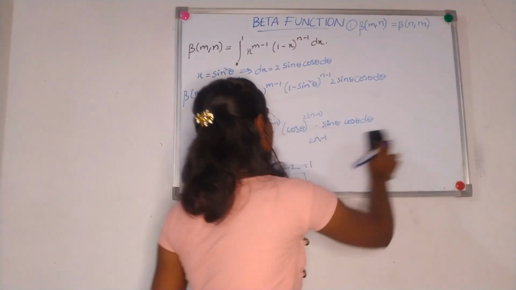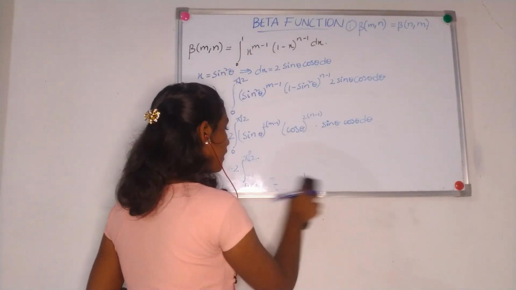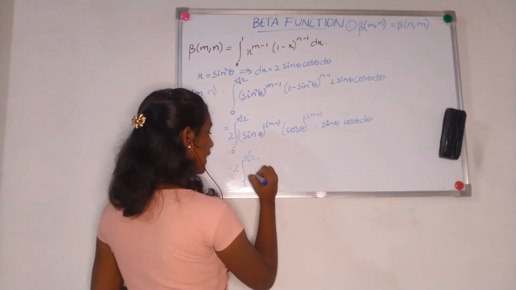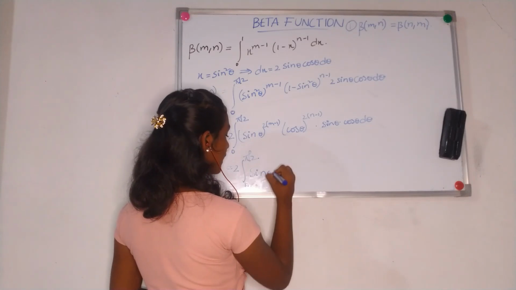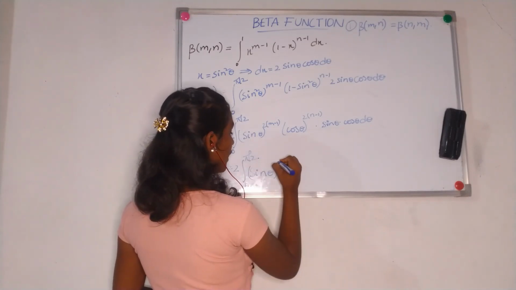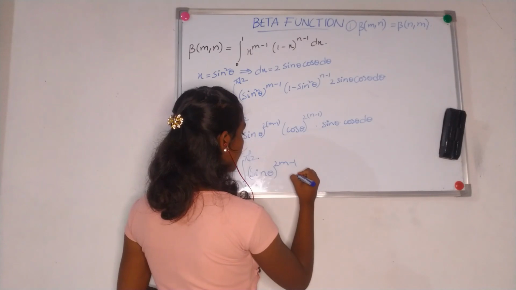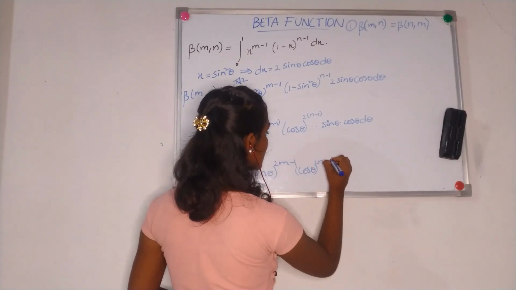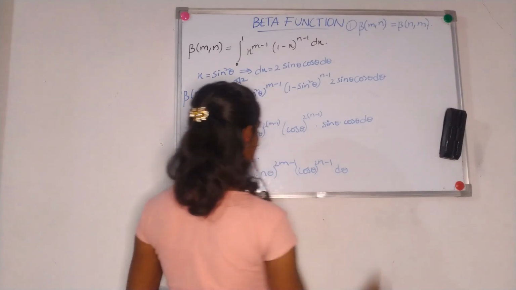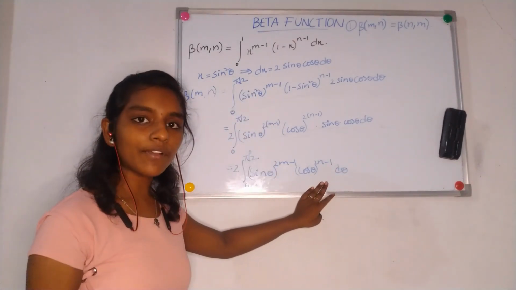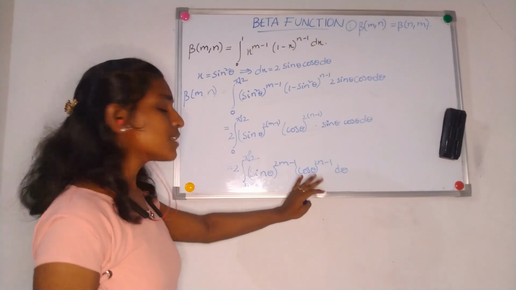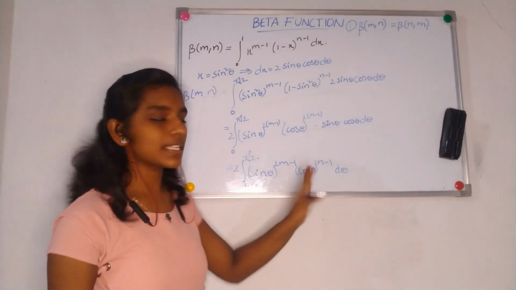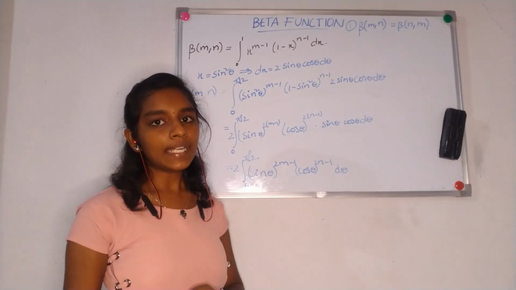Now let me write the same thing over here. Then sine theta whole power 2m minus 1 into cos theta whole power 2n minus 1 d theta, right? Am I right? This is what I have got now. So I have 2 into the integral from 0 to pi by 2 of this one. That is what I have got till now.